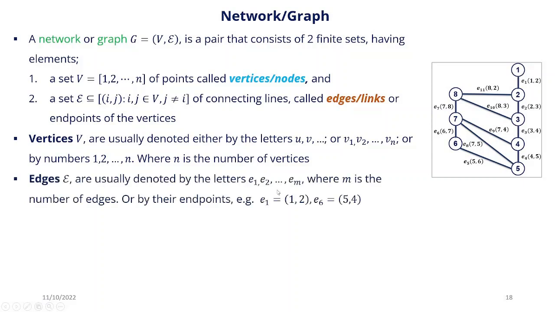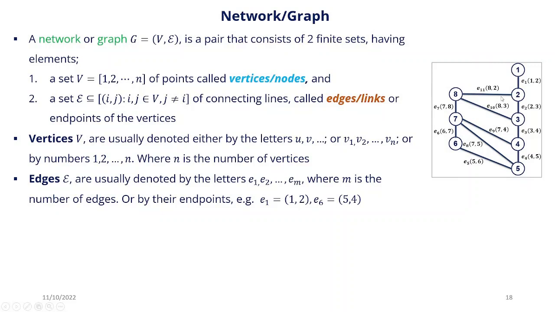As you can see here, we simply designated them by using the numbers. Edges are usually denoted by the letters E1, E2 to Em, or we can also denote them by using this set. We have a parenthesis and then we have 1, 2. E1 equal to (1, 2) means that there is an edge that is connecting vertex 1 and vertex 2. E6 is an edge connecting vertex 5 and vertex 4. That's what we mean by this. So whichever way it can be represented.